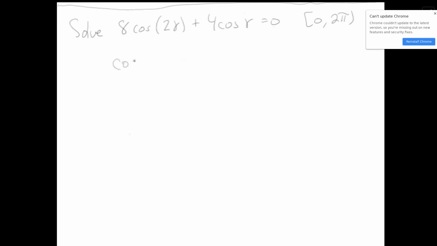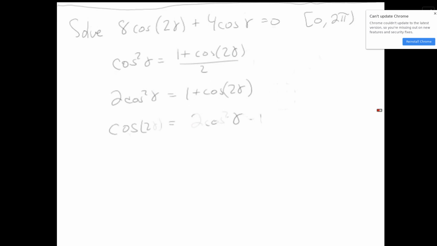Well, we know that cosine squared gamma is (1 plus cosine 2 gamma) over 2. So that means that 2 cosine squared gamma is equal to 1 plus cosine 2 gamma. So cosine of 2 gamma is equal to 2 cosine squared gamma minus 1.